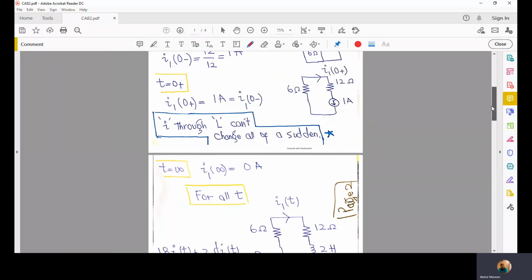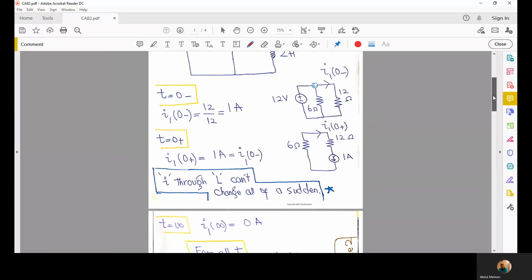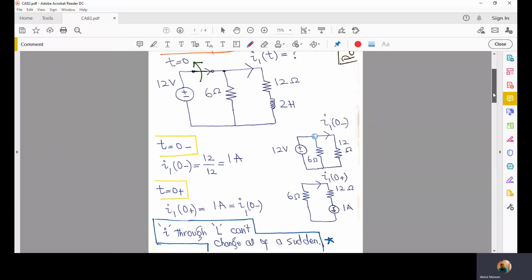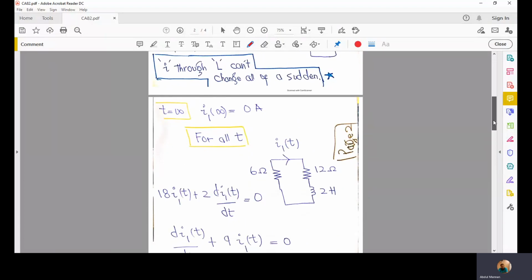And then we are ready to compute the expression for I1 of t, the only desired quantity in this example, for all t, for all values of time. That is, we have to draw this circuit once again, and then we can use the KVL equation to express the voltage drop across each of the elements.